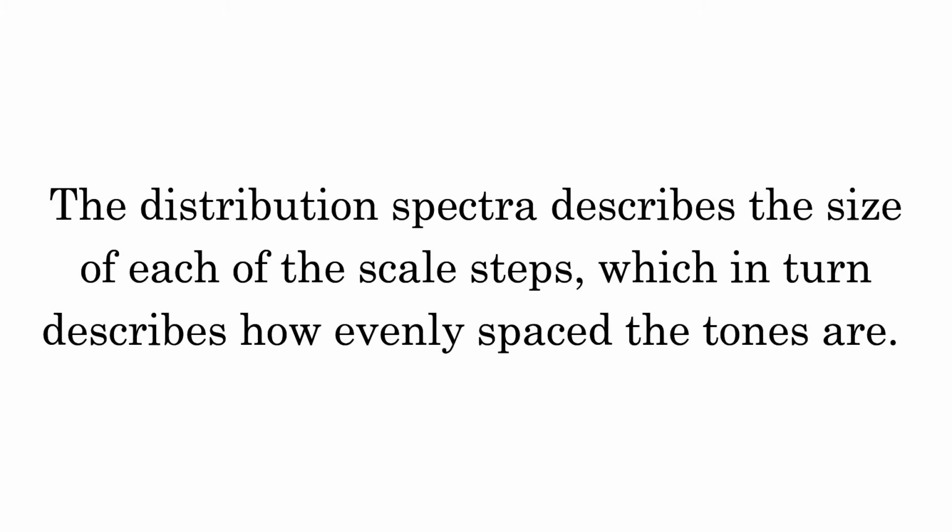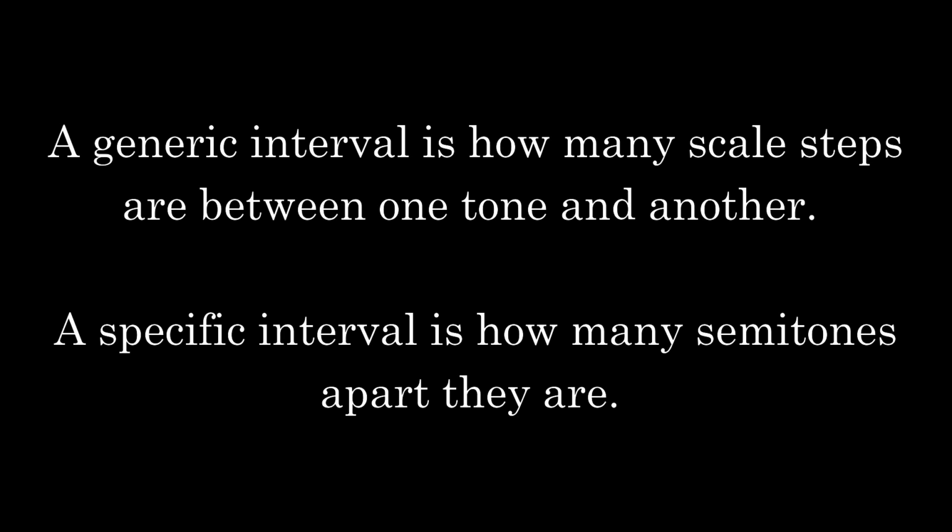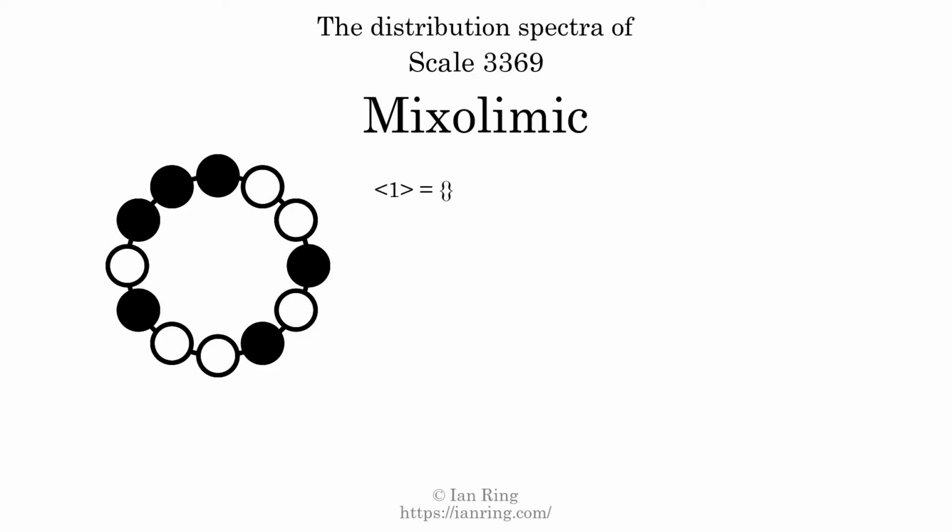Here, the distribution spectra describes the size of each of the scale steps, which in turn describes how evenly spaced the tones are. A generic interval is how many scale steps are between one tone and another. A specific interval is how many semitones apart they are. The generic interval of one scale step comes in 3 different specific interval sizes. 1 semitone, 2 semitones, and 3 semitones. The spectrum width of this generic interval is the highest, 3, minus the lowest, 1, which equals 2.